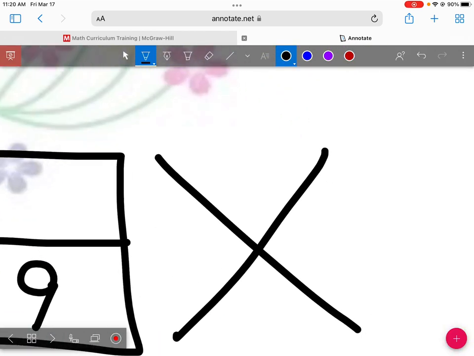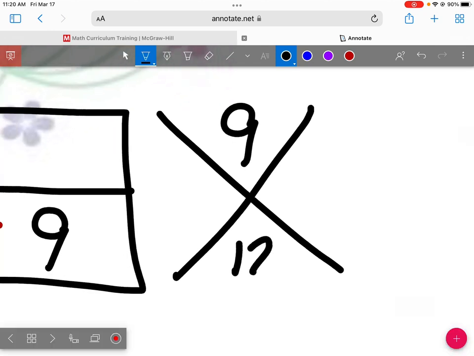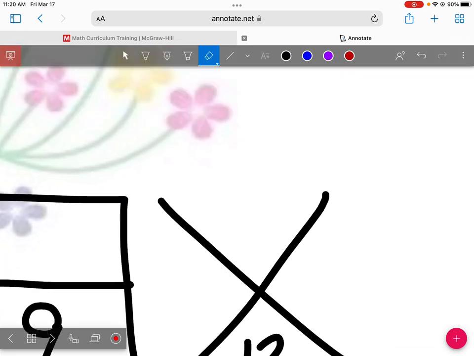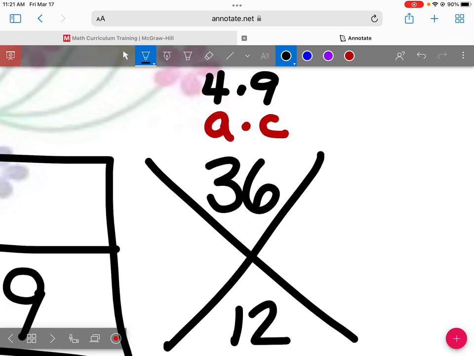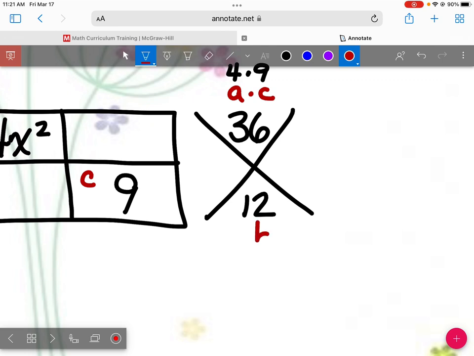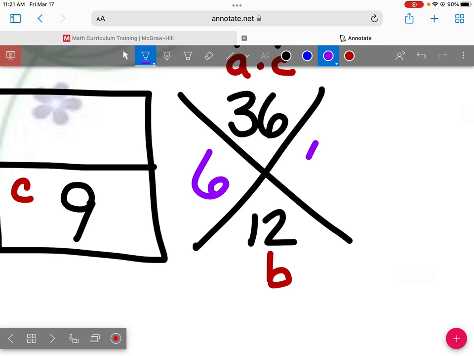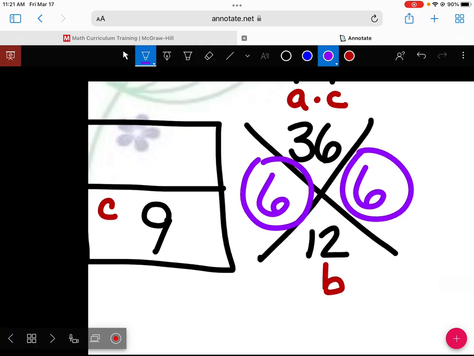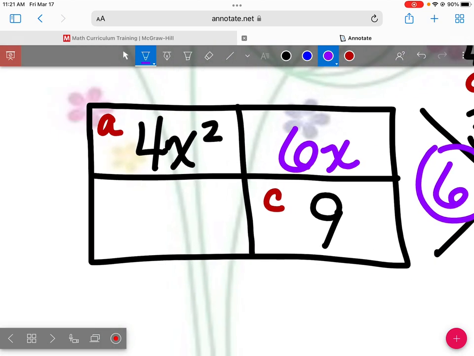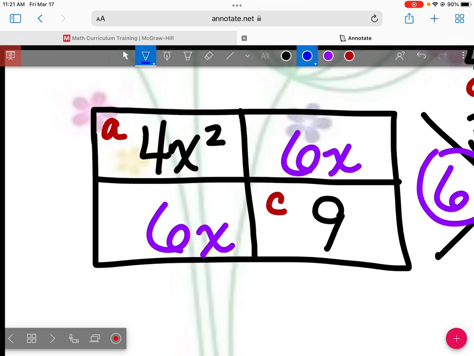So then I come over to the box and do 9 and 12, right? Why not? It's A times C. Don't just grab that last number. We do A times C. So what numbers am I multiplying together? 4 and 9, which is 36. And it has to add to give me my B value, which is 12. 6 and 6. So I have 6x and 6x.